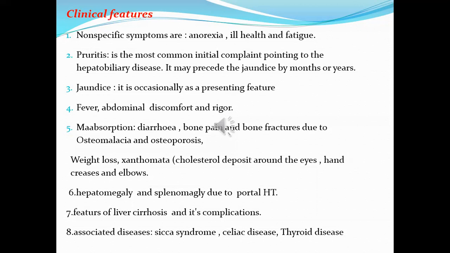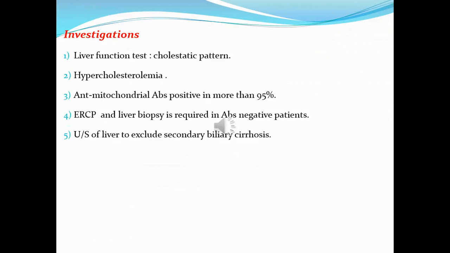Associated disease, because primary biliary cirrhosis is autoimmune in origin, so it is associated with other autoimmune diseases, for example Sjögren's syndrome, celiac disease, thyroid disease, vitiligo, and so on. Investigation of primary biliary cirrhosis: liver function tests show a cholestatic pattern.